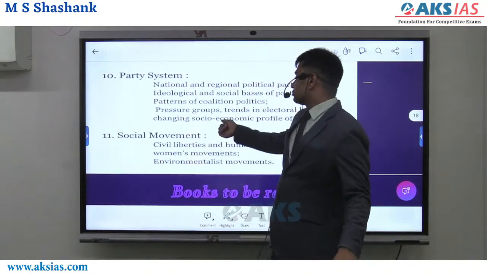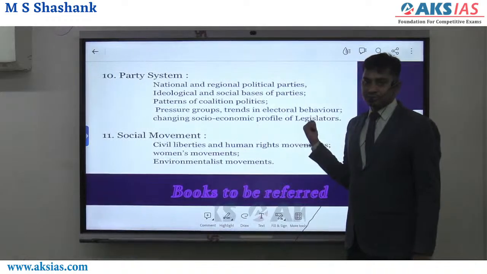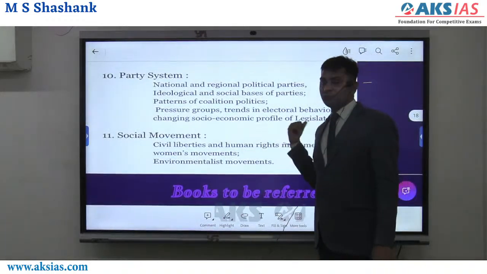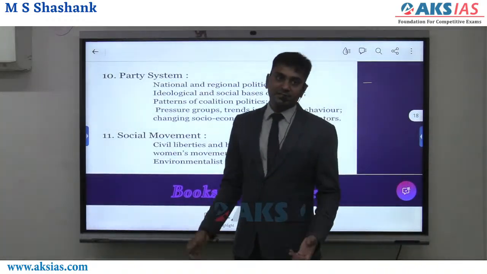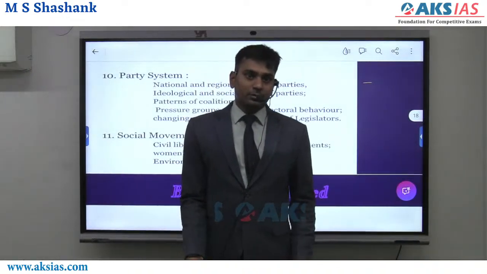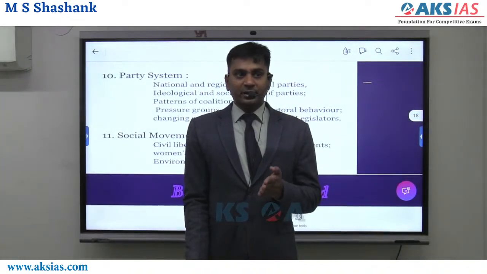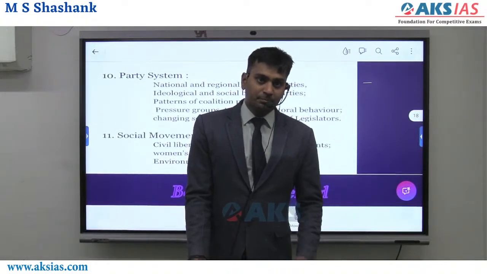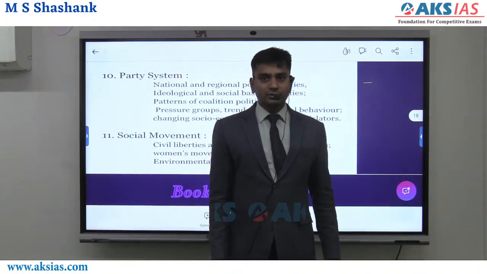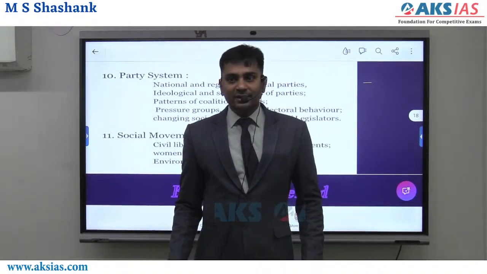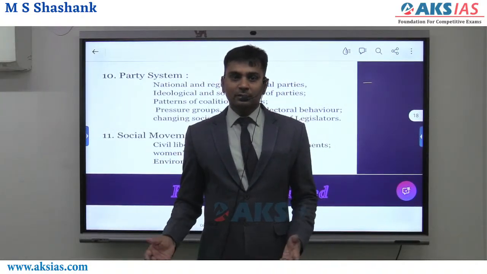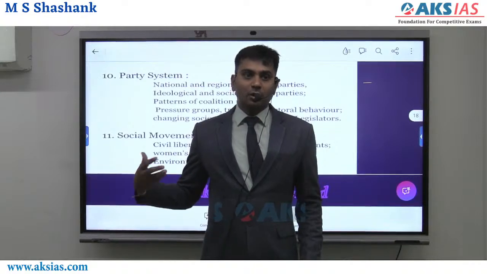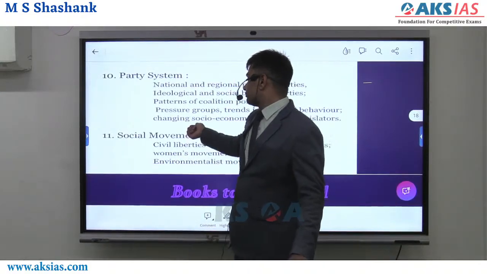This is what they study. Social profile of legislators, economic profile of legislators. What is the economic status of these people now? So over a period of time, the social patterns have changed drastically. During Prime Minister Jawaharlal Nehru until Indira Gandhi time, you observe that it was dominated by the upper caste social profile.